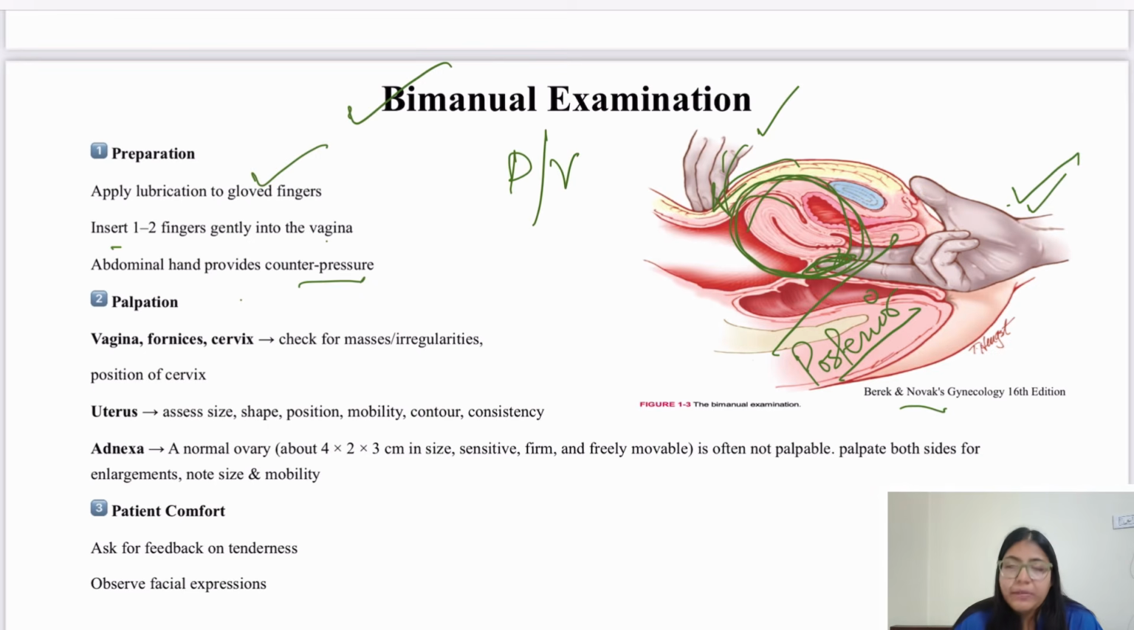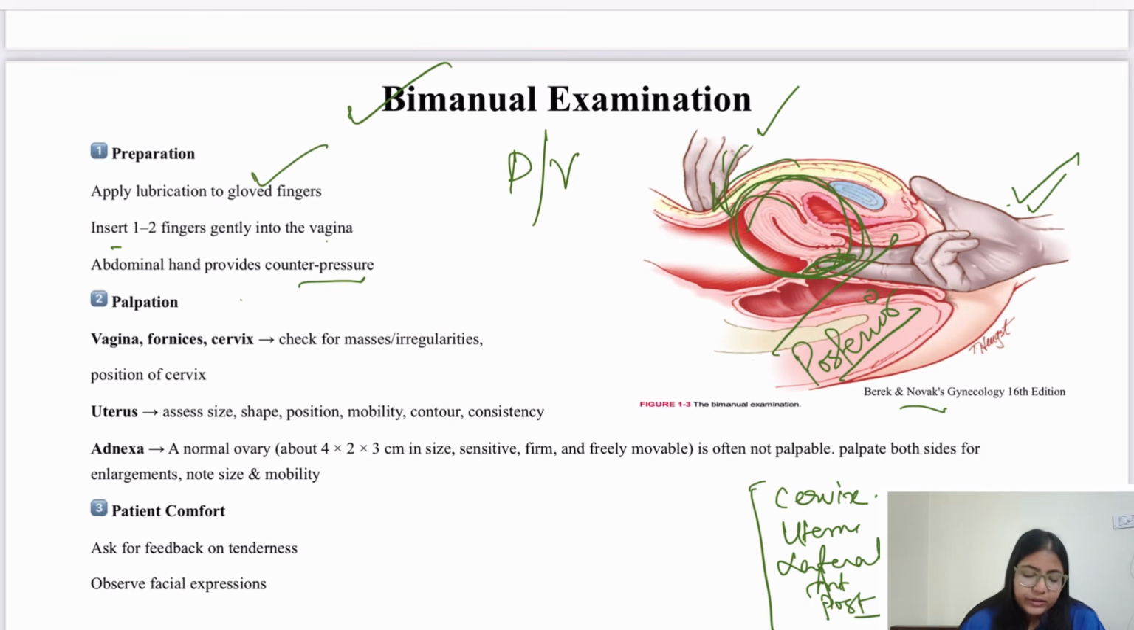So what will you palpate in bimanual examination? First you will encounter the cervix, then you can palpate the uterus, you can palpate the lateral fornices and all the other fornices, lateral fornices, anterior and posterior fornices. Okay, and in the fornices, what will you look for? You look for any adnexal mass or not. So you look for any mass or irregularity, you look for the position of the cervix.